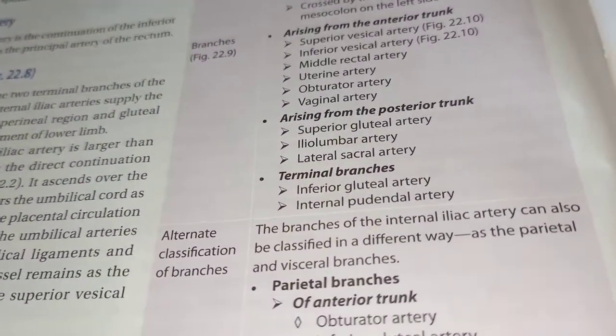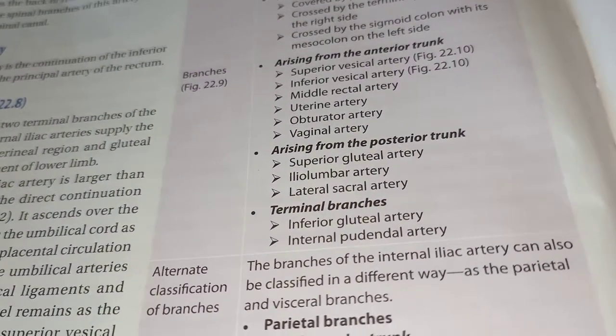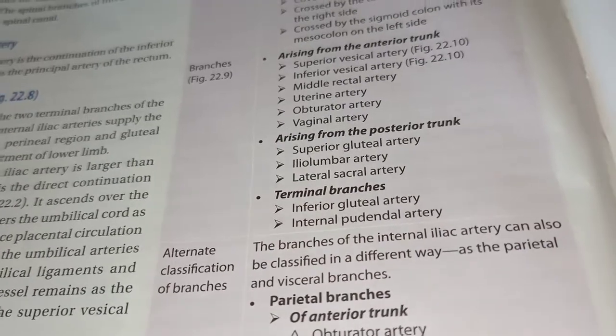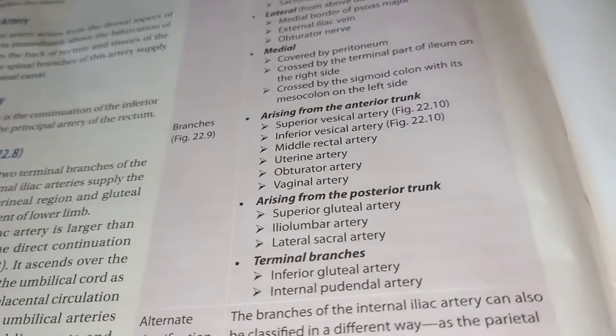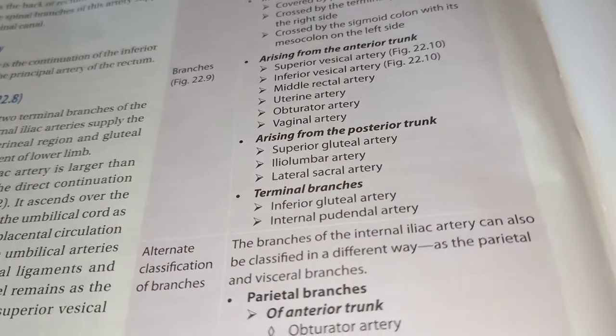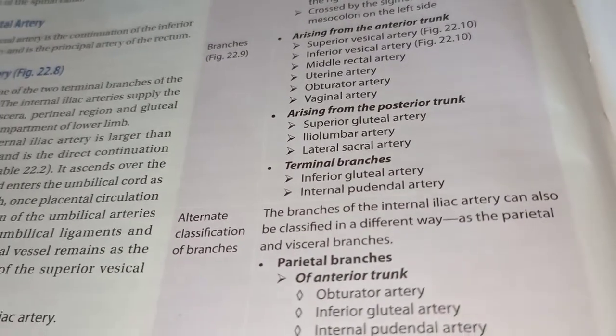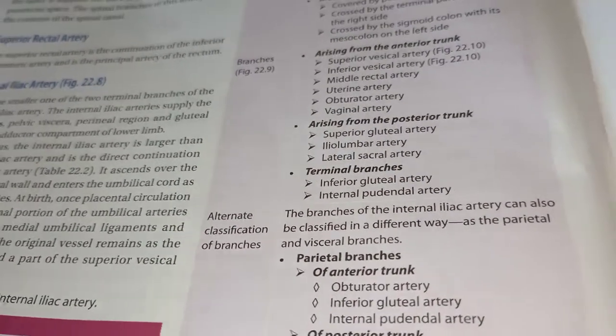The anterior trunk gives branches to superior vesical, inferior vesical, obturator, middle rectal, internal pudendal and uterine. And the posterior trunk gives branches as iliolumbar, lateral sacral and superior gluteal.